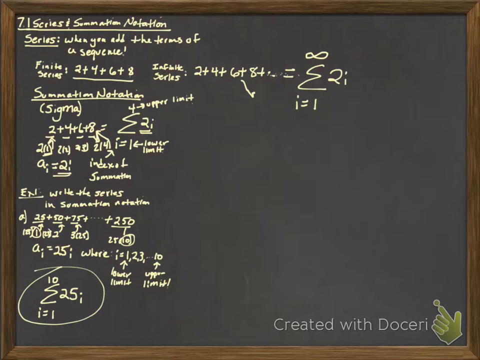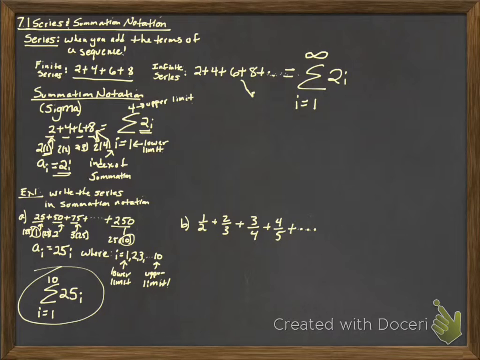Let's look at another one. B. Let's say we have to add the following fractions together. 1/2 plus 2 over 3 plus 3 over 4 plus 4 over 5 plus, and it just goes on forever and ever. This is an infinite series.